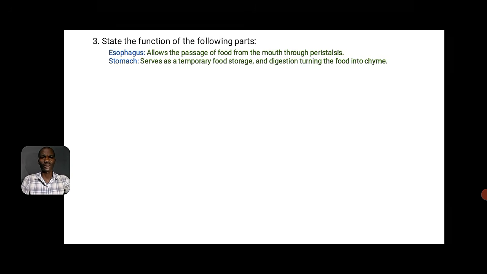Then, what's the function of the stomach? It serves as a temporary food storage organ, and it also digests, turning the food into a semi-liquid substance which is known as chyme, depending on what you want to call it.